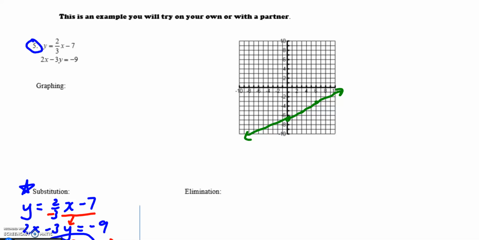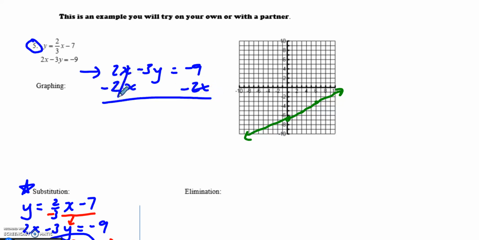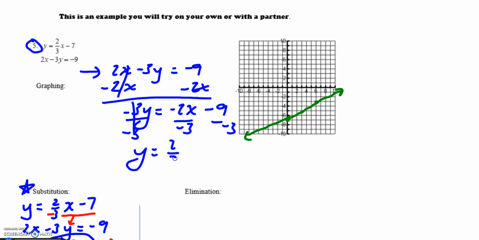My second line is not in the right format, so I am going to solve for y, just like the previous examples. I'm going to subtract my 2x. Negative 3y equals negative 2x minus 9. Divide by negative 3. So y equals a positive 2/3 x. Negative divided by negative is another positive 3. If I graph this line, I'm going to start at 3 and then go up 2 over 1, 2, 3. This is seeming very familiar to me because I just did this slope.